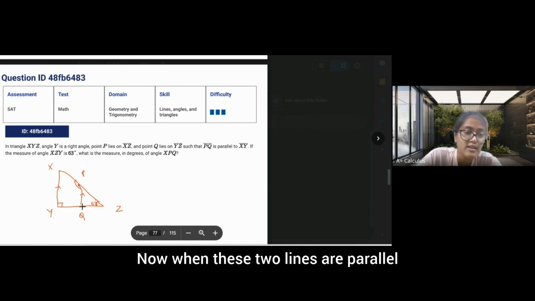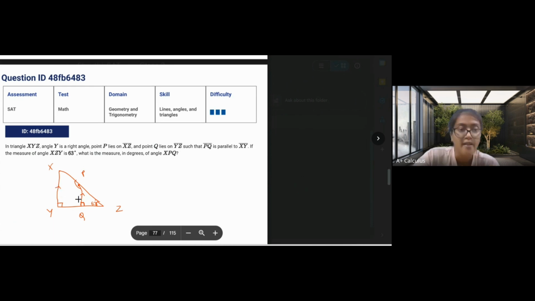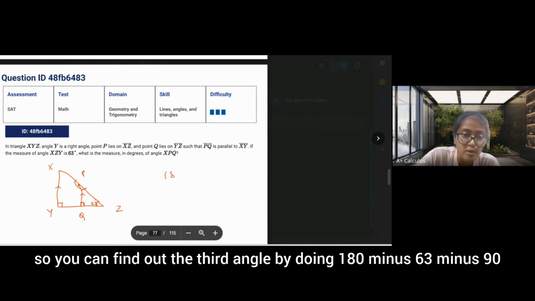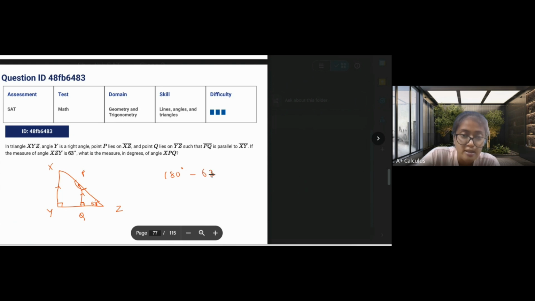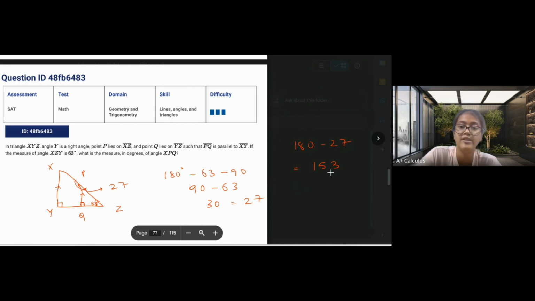Now when these two lines are parallel, this angle will be 90 degrees because these are corresponding angles. In this triangle, this is 90 and this is 63, so you can find the third angle by doing 180 minus 63 minus 90. 180 minus 90 is 90, so 90 minus 63 is 27. So this angle is 27, and this angle will be 180 minus 27, which gives you 153.